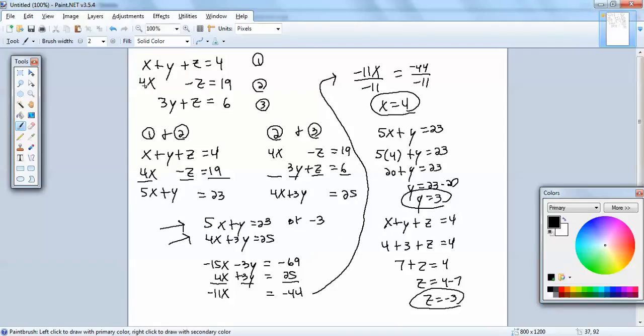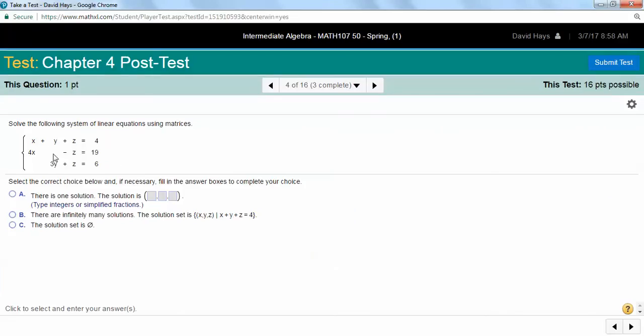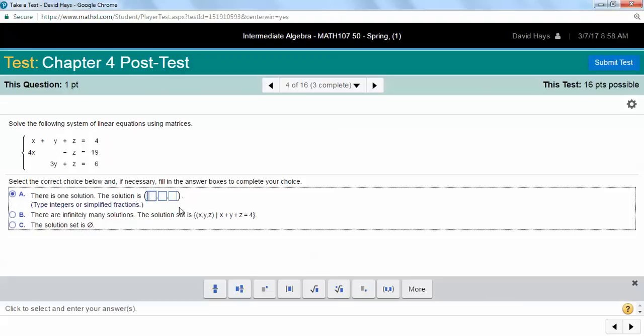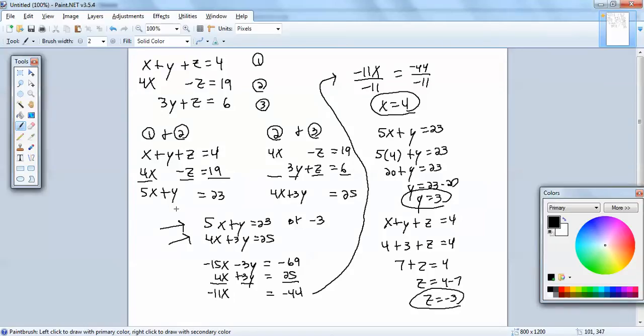Let me double check those. 7 minus 3 is 4. If I put 4 here, that's 16 minus a negative 3, which becomes a plus 3. 16 plus 3 is 19. 3 times 3 is 9. z is negative 3, so 9 minus 3 is 6. So that checks. The answer is 4, 3, negative 3.